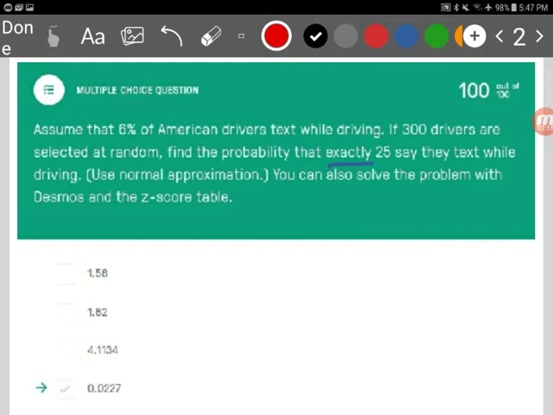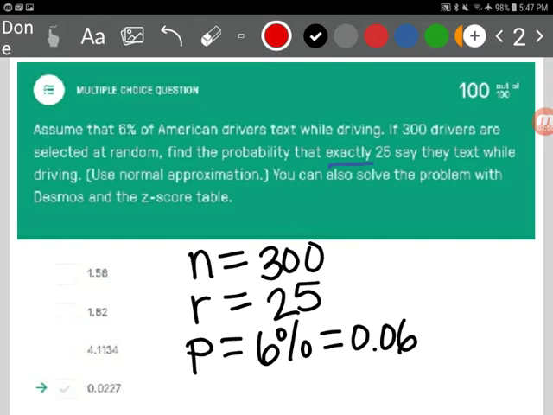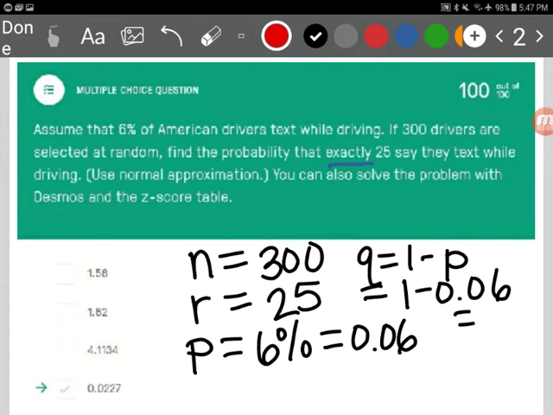The first thing I need to do is identify my different variables. If we go back to page 344, let's identify what we need. We know that n is 300 drivers. R is the number of successes, so in this case my r is 25. P represents my probability, and it says 6%, which in decimal is 0.06. And we know q represents the failures, which is 1 minus p, which is 1 minus 0.06. So q equals 0.94, or 94%.